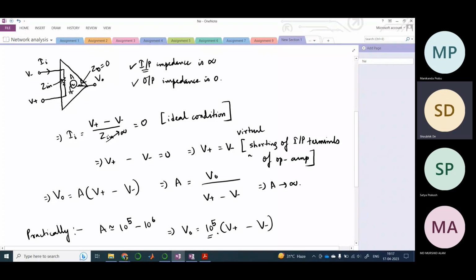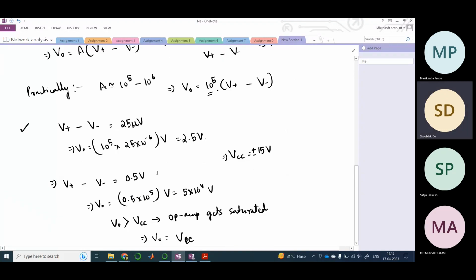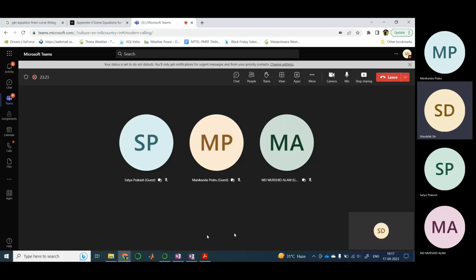So if you have understood this, then we will go into the assignment problems now. If you have any doubt, please ask. Guys, do you have any doubt? You can ask.